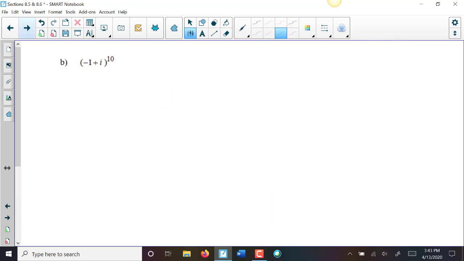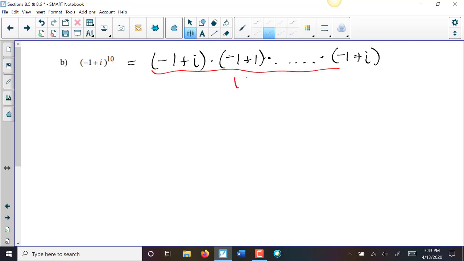All right, now here's where trig would be nice. Because if we had to stick with algebra, we would have to do this, and we would have to do that 10 times, which is long and tedious. Multiply the first two by distributing, then take it times the next one, then take it times the next one. So here's where trig form is fabulous because it's such a big power.